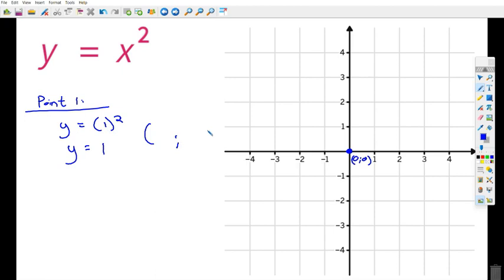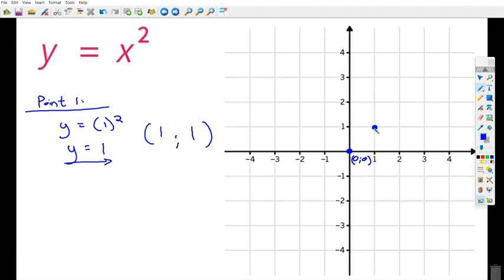So what is the point that I just created? Coordinate form. What is the x value that I chose? I chose 1. And what did I end up with for y when I chose 1 for x? I got 1 for y. So that's my first point there. Let's go plot it: 1, 1.